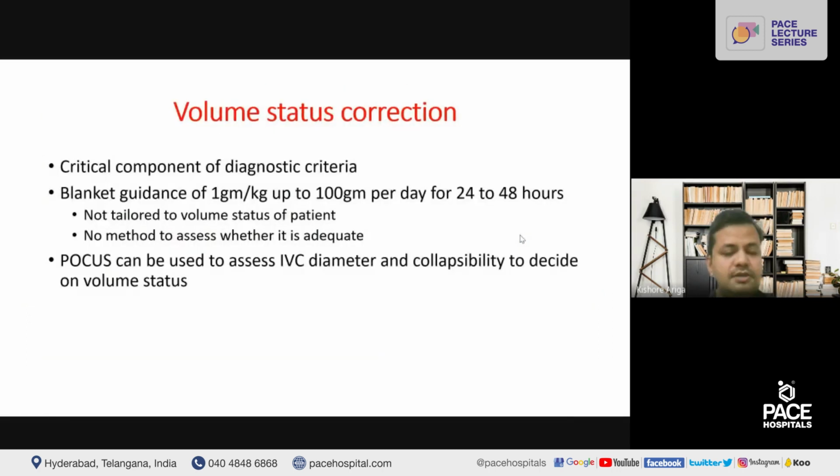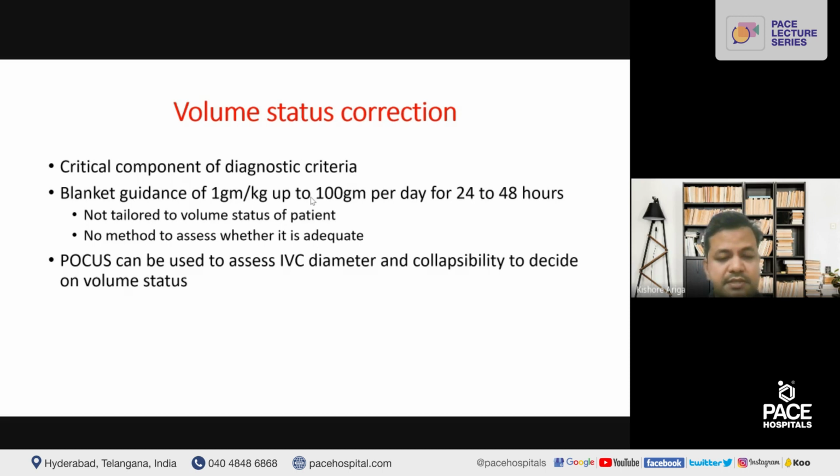Okay. So the blanket guidance of 1 gram per kg up to 100 gram per day for 24 to 48 hours is not tailored to the volume status of the patient, and there is no mention of any method to assess whether the volume replacement is adequate or not.